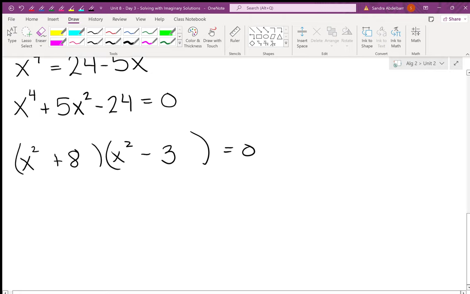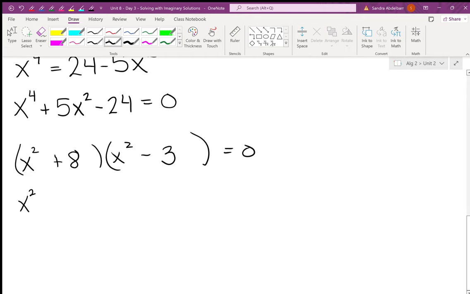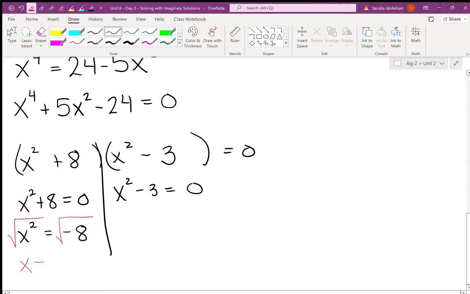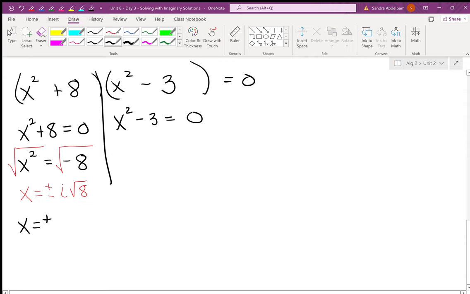And now we solve. So now we're going to get x squared plus 8 equals 0 and x squared minus 3 equals 0. So x squared equals negative 8. What does this tell us? We're going to have an imaginary number solution. We're going to root both sides, and now x is equal to plus or minus, right? When you square root a number, you have to take plus or minus. We're going to pull out an i. And can I simplify root 8? Absolutely. So x is equal to plus or minus 2i root 2.